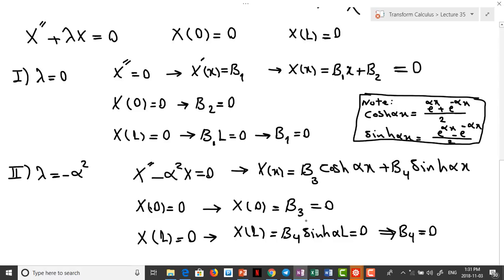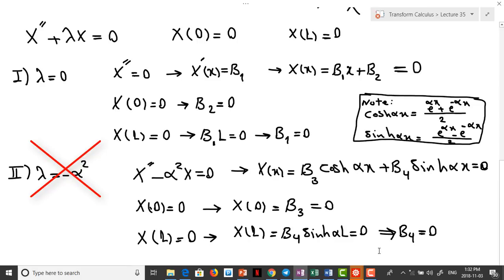So again, we can see that b3 is equal to 0, b4 is equal to 0. As a result, X of x is equal to 0. Again, we ended up with the X function equal to 0. So it means that the temperature function is equal to 0. As a result, for lambda equal to minus alpha squared, it's not a solution of this problem. So we have to consider the third case.